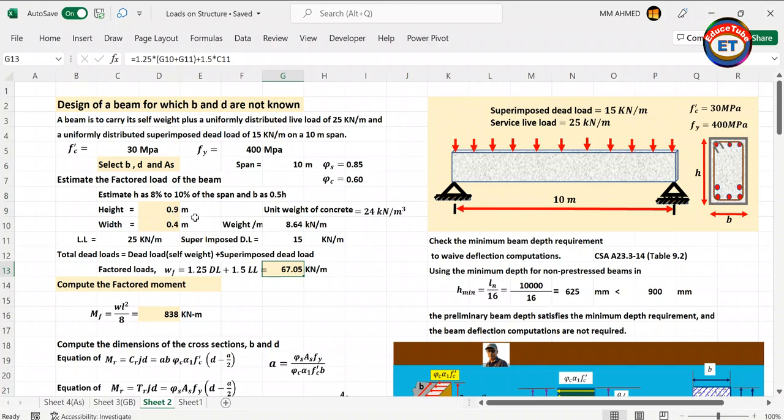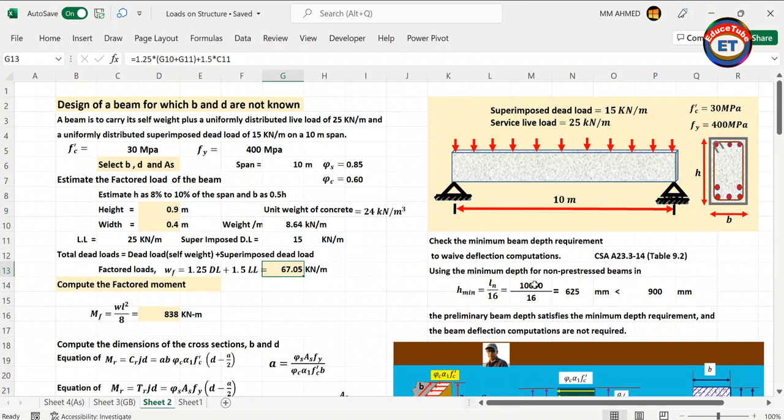Now here one important point. The height I have taken, is it within the capacity to waive the deflection computations? Let's check it. Because here I have written, check the minimum beam depth requirements. How? Using minimum depth for non-pre-stressed beam as per CSA A23.3, table 9.2, we can use H minimum ln by 16.